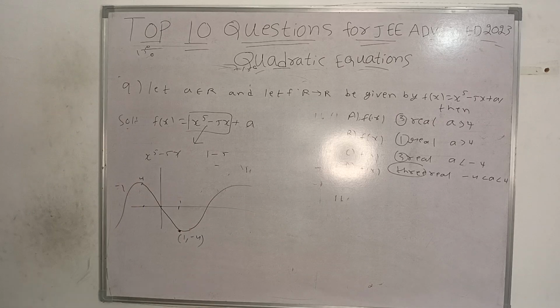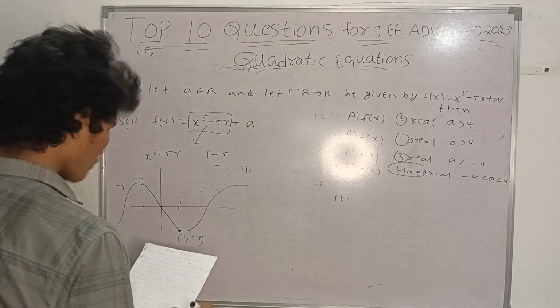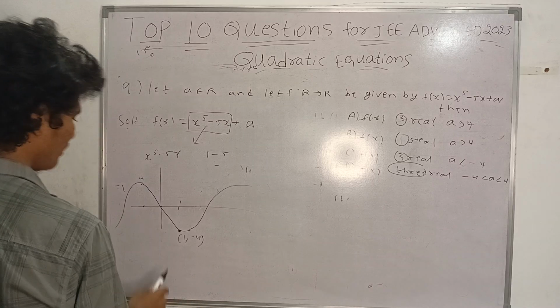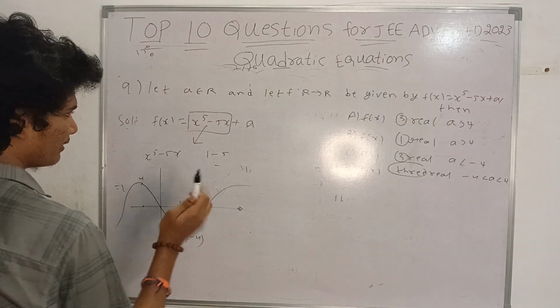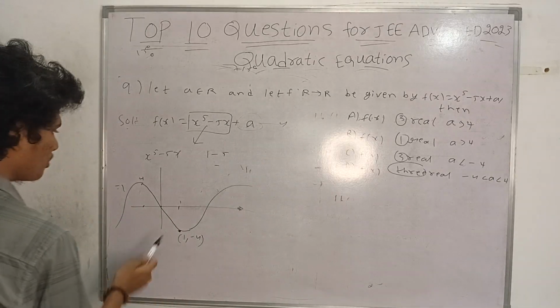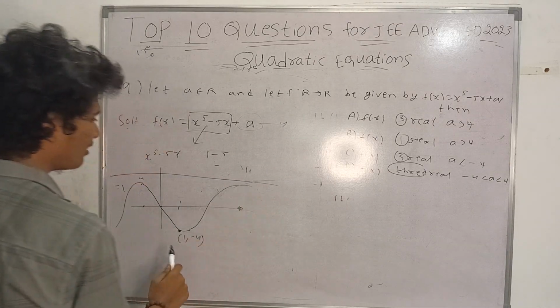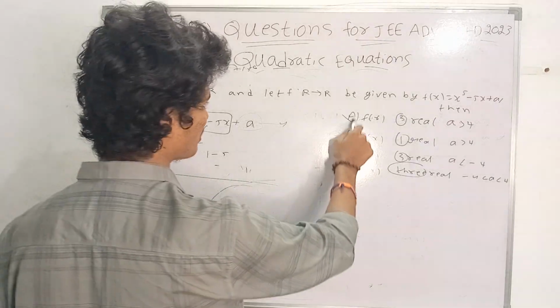Like this, the graph will be like this. Now they are asking, suppose f of x equal to 3 roots they have when a greater than 4. The a value should be the y value. Suppose if I draw a greater than 4, I will get how many roots? 1 root only. So for a greater than 4, this option is not correct.